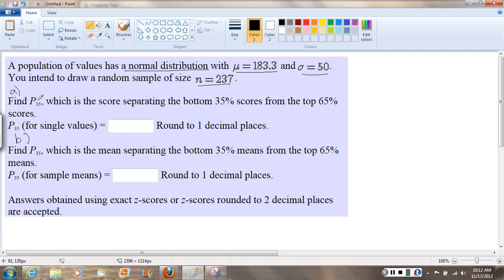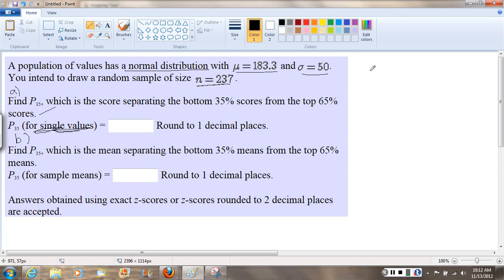We want to find P sub 35. The way to read this would be the 35th percentile of the distribution. It's the scores separating the bottom 35% of scores from the top 65% of scores when we take a single observation from this distribution. So notice we're talking about single values here. To answer part A, we don't need this information about the sample size. We're just thinking about sampling a single observation.